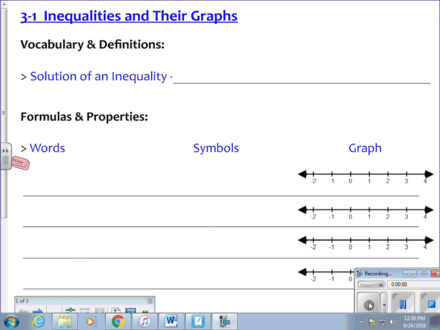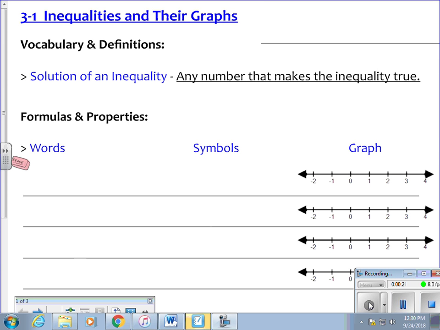Okay, here we go. So we're starting in chapter 3, inequalities and their graphs. Inequalities, you work them basically like you work an equation. Okay?